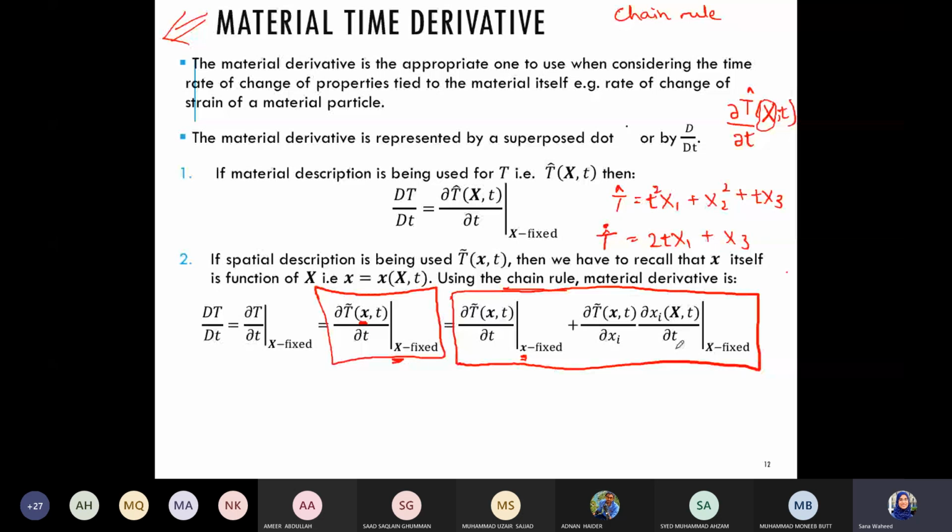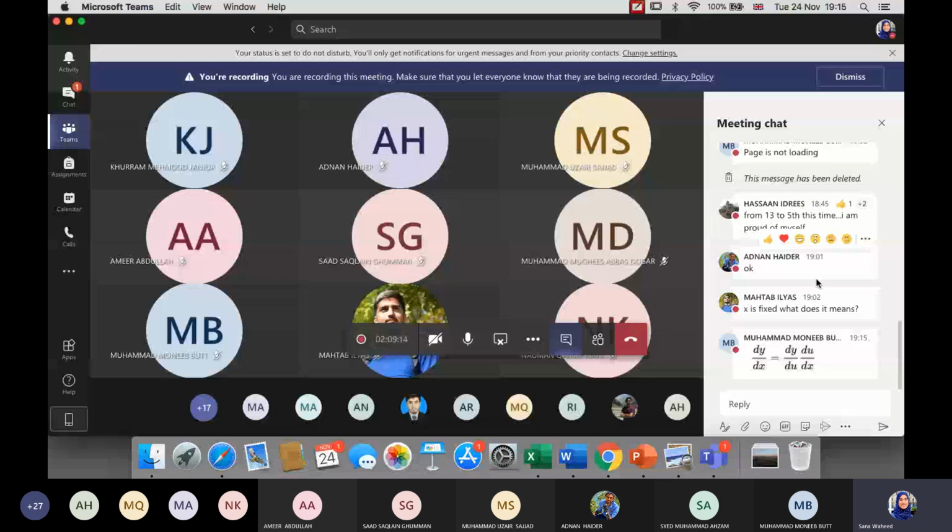थैंक यू मुनीब. मुनीब ने चेन रूल डाल इधर पॉप कर दिया ताकि हमें नजर आ जाए.